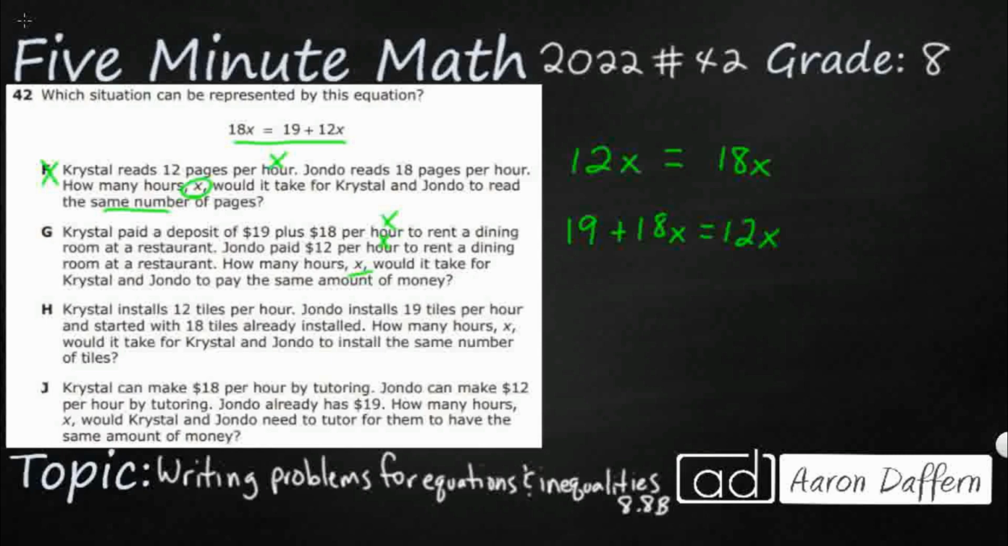Well, here's the problem. First off, this 19's on the wrong side. Secondly, if that x is the same, they're never going to pay the same amount of money because Crystal's paying more per hour and John Doe's starting behind, so that would never actually work.